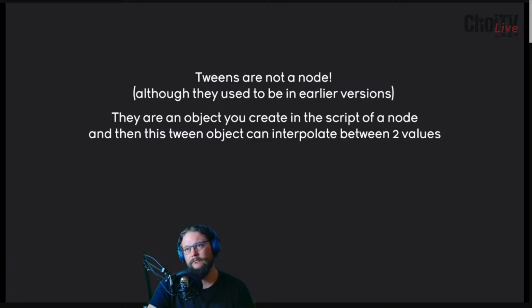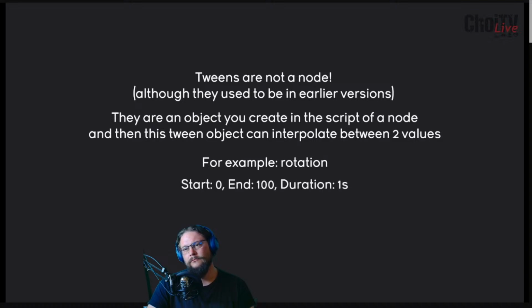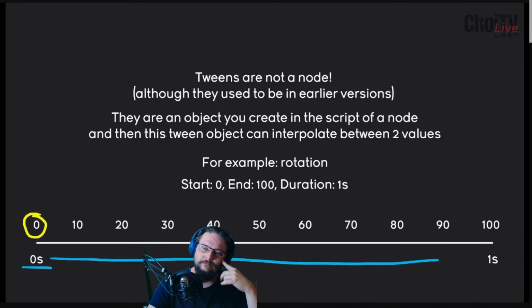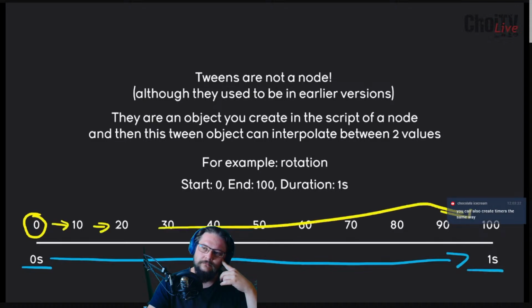This might sound confusing, so let's do an example. We want to rotate any kind of node. Doesn't really matter what it is. For that, we are setting a start value, an end value, and a duration. With that information, the tween object can start at a certain point. In this case, we would have a rotation of 0 degrees at 0 seconds, and then over the duration of 1 second, we would go through all of the values and eventually end up at the final value.